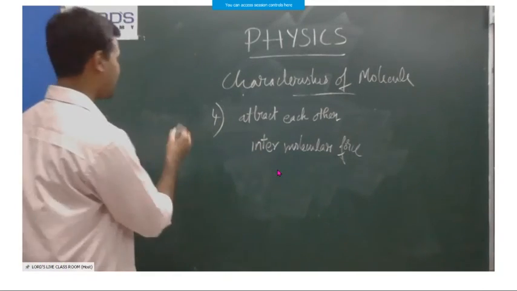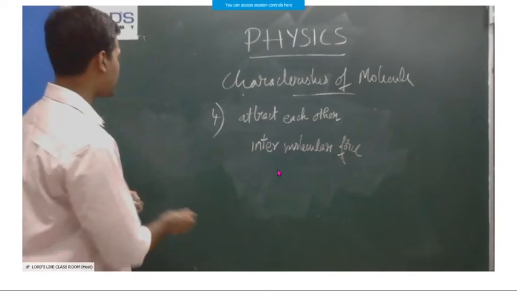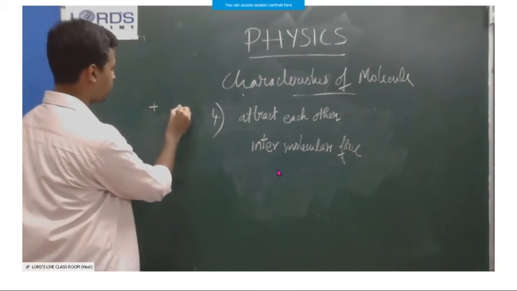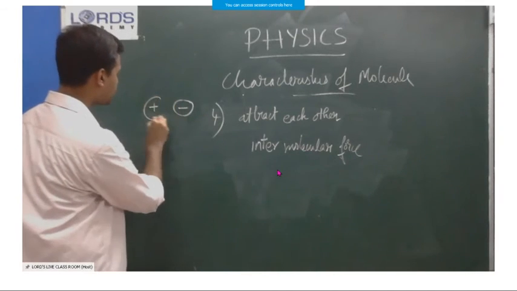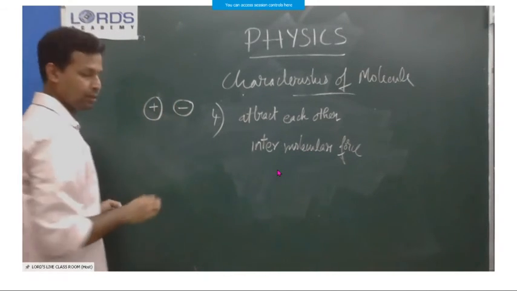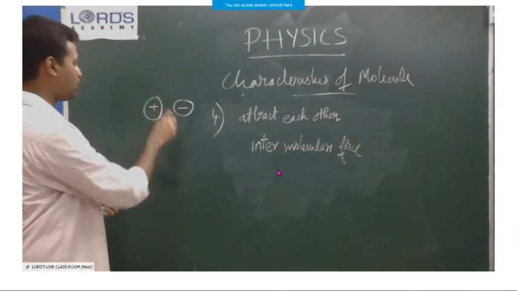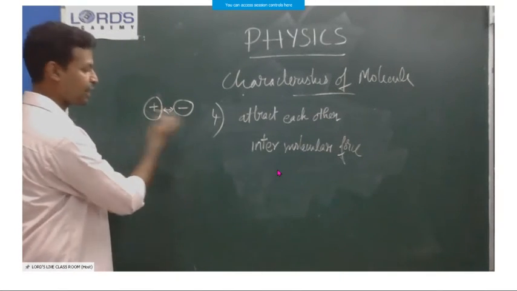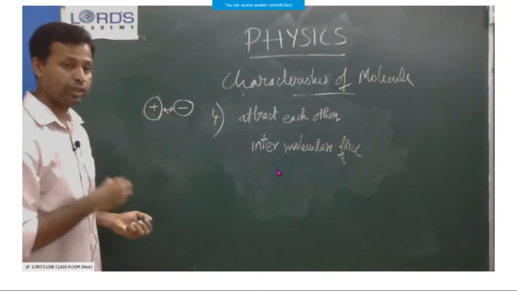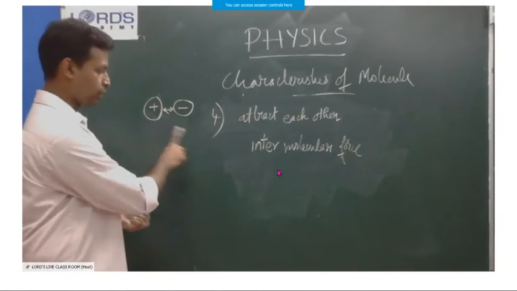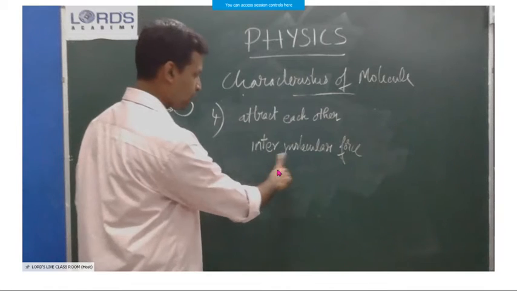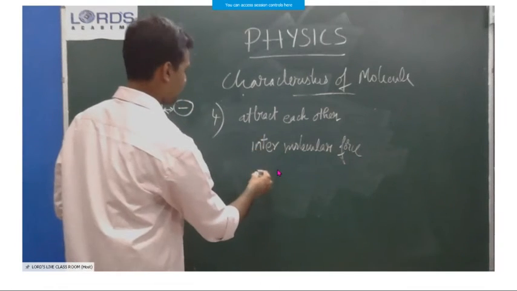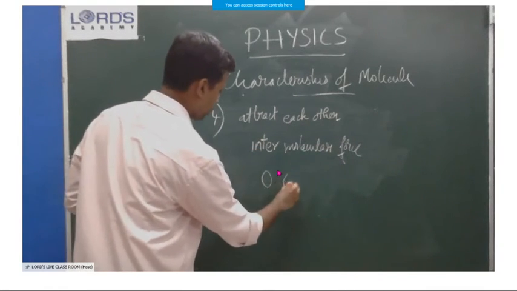What do you mean by electrostatic force? Electrostatic force is the attraction between two oppositely charged particles. Oppositely charged particles attract each other. This is called electrostatic force. That force is also not there. This is a different force, intermolecular force. This is the attraction between two molecules.